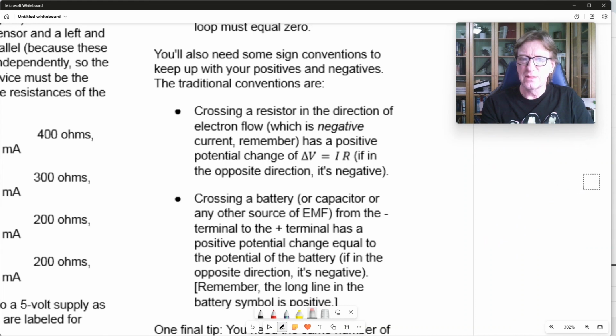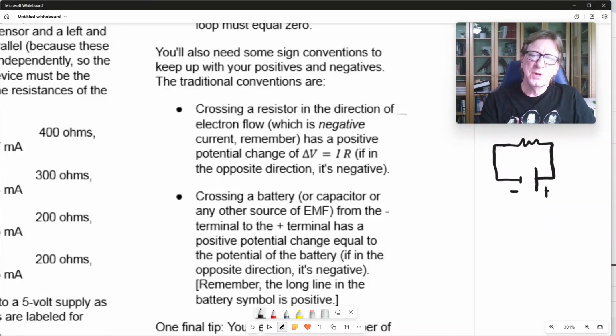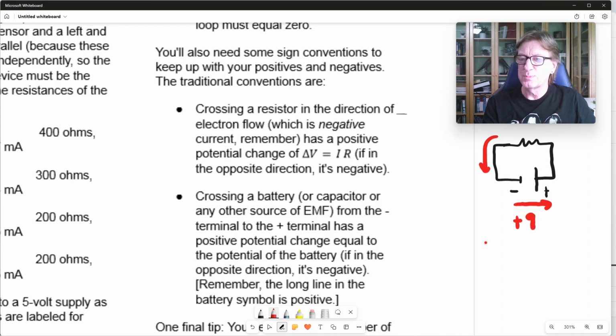And the second thing, now if we look at the same circuit, we're going to talk about crossing a battery. Just as a reminder, the long line is positive. So remember, it's the opposite of a physical battery. You think of the bump on the battery as being positive, but unfortunately, the symbol's drawn backwards. So that's negative. If we cross the battery from the negative terminal to the positive terminal, so I'm going around the loop in this direction, then we consider that to be a positive change in voltage. If this is a 9-volt battery, I would say that was plus 9 volts, because I'm crossing the battery from the negative to the positive.